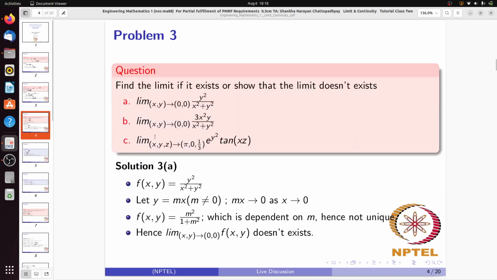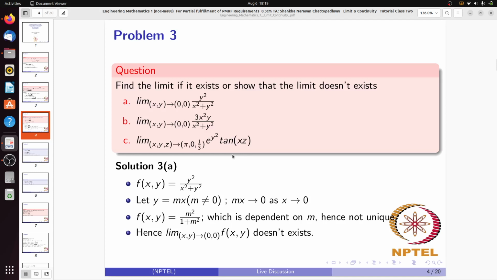Now see, question number C. Limit as (x,y,z) tends to (pi,0,1/3) of e to the power y square tan of xz. So e to the power y square is a very nice function. Tan xz is itself a very nice function. So here we have the product of two functions.